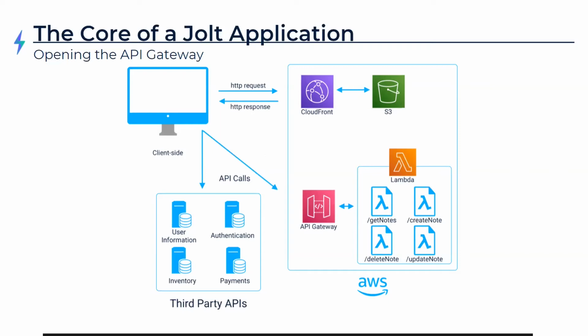With the API Gateway added to our architecture, we now have a fully functioning JAMstack application with a suite of serverless functions, and requests for static content can be sent to Cloudfront. Dynamic content can be provided by Lambdas through the API Gateway or by using those third-party APIs.